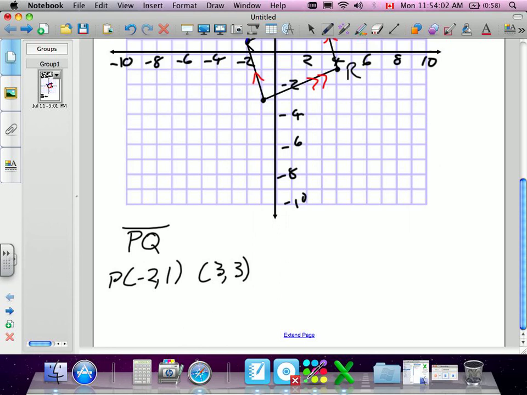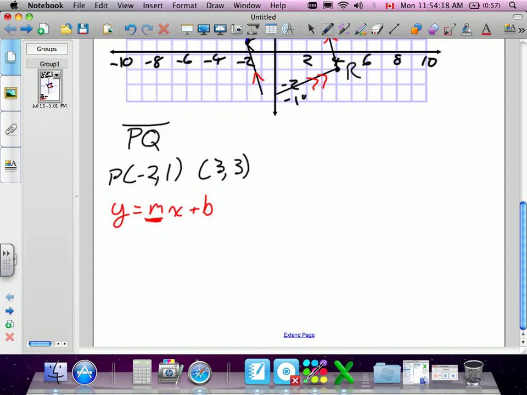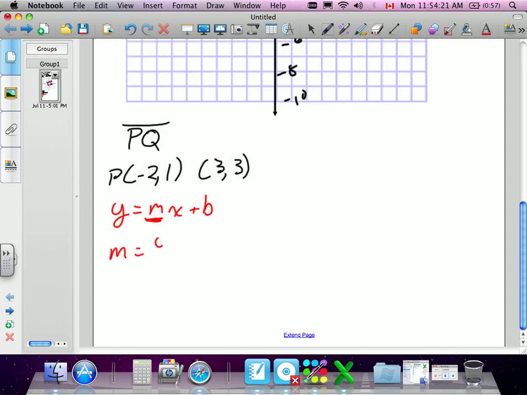Our formula we work with is y equals mx plus b. I need to find the slope. The m is what's important here. So slope m is equal to y2 minus y1 divided by x2 minus x1. So let's label these points. Point P will be x1, y1, and point Q will be x2 and y2. We're going to plug in the coordinates.